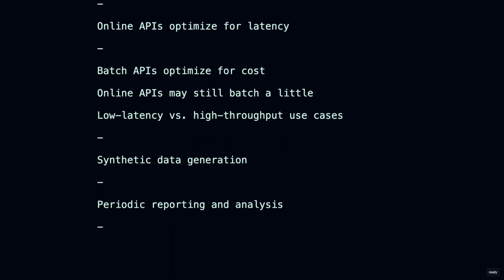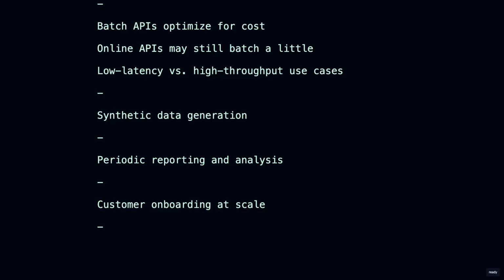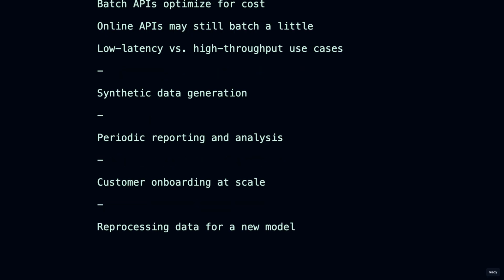Some batch jobs are also part of onboarding and migration workflows. If you need to process many uploaded documents during onboarding, batch processing can make that workload far more economical. Model migrations also fit this pattern. When you switch to a new model, you may need to reprocess large datasets. That is a large, finite job, so batch APIs are a natural fit.